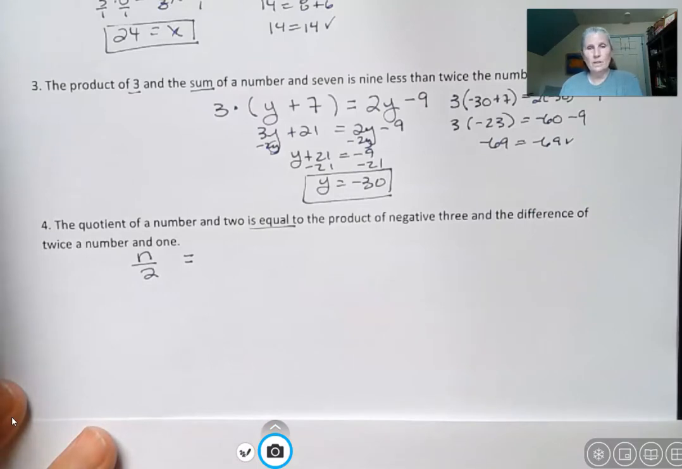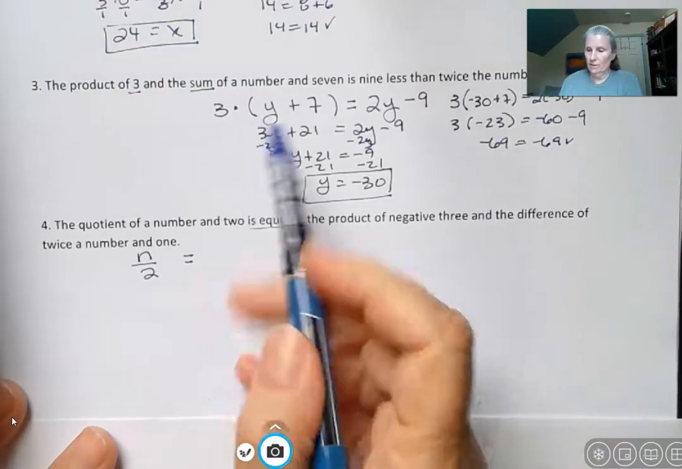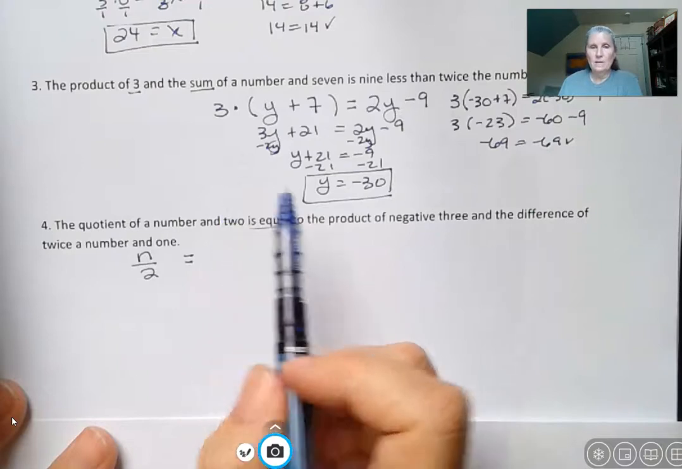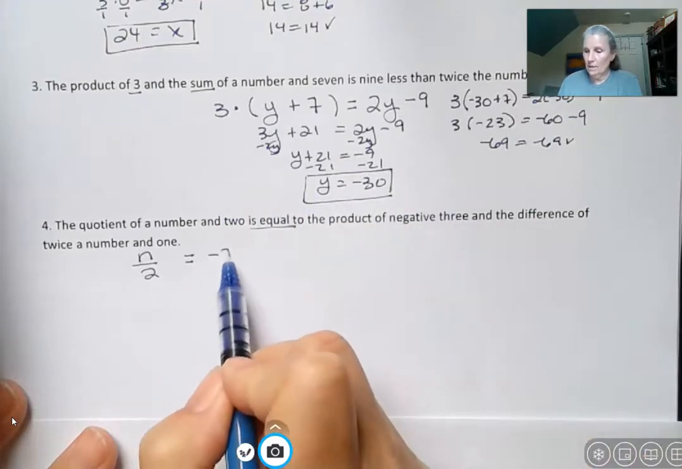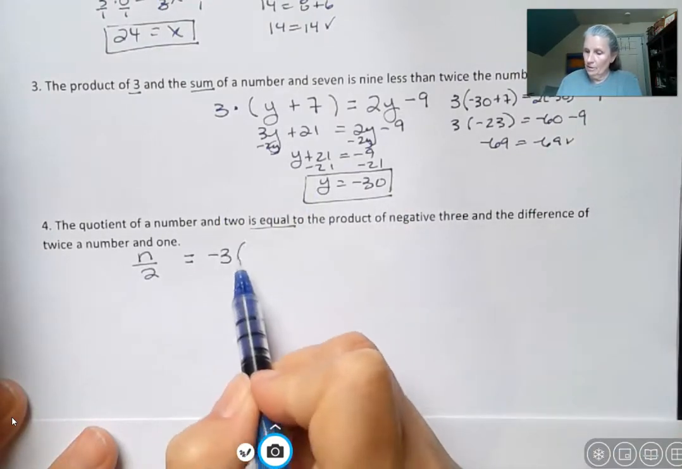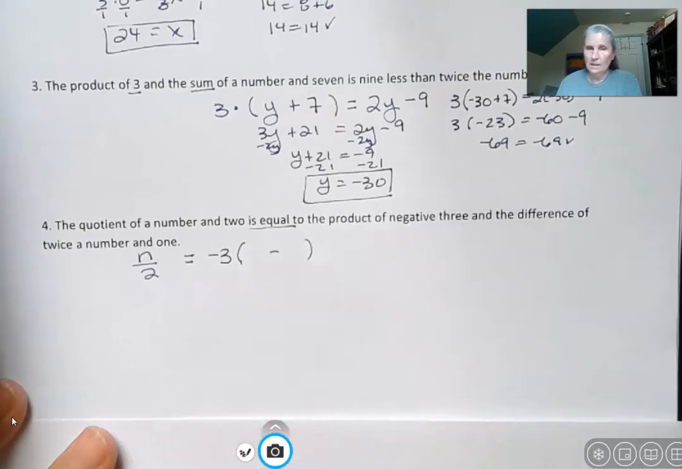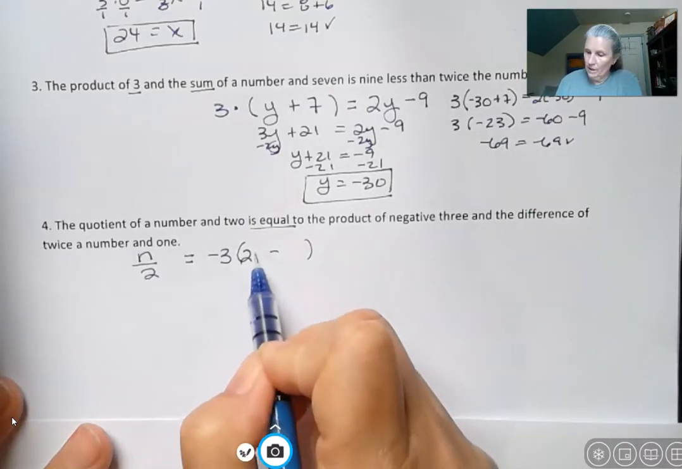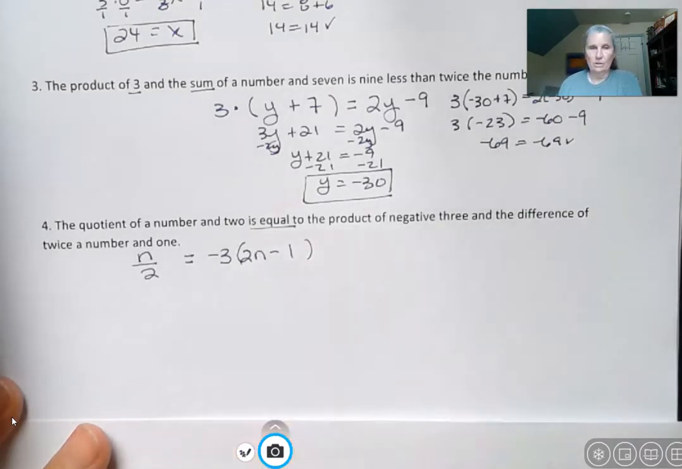On the other side, the product of, so we're back to doing something like we did before. This time we have -3 and a difference, so we're subtracting because we have a difference in there, and the difference is twice a number and 1. Whatever is stated first comes first, and so it looks like that.